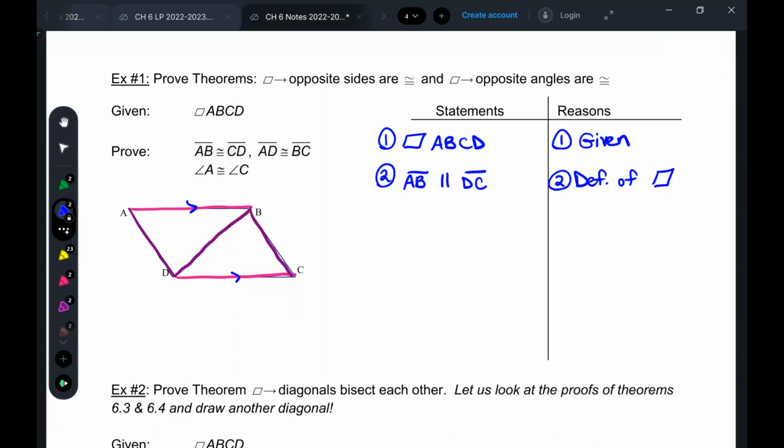And I will give you an updated theorem list. Just a minute. I'll bring that maybe next class.